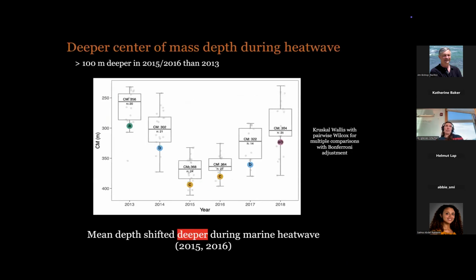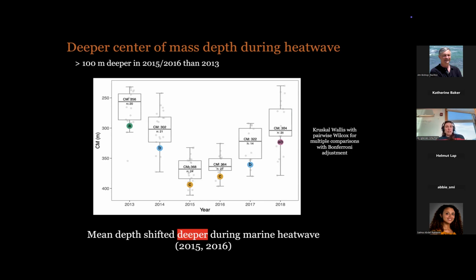So if we explore our initial question of whether or not there's a change in the depth distribution of mesopelagic fish during this time, this is the center of mass depth. Again, that's a weighted mean depth, weighted by acoustic backscatter, for each year that we examined from 2013 through 2018. For 2015 and 2016, which were the most pronounced years of the heat wave, you can see a significantly deeper distribution of mesopelagic fishes.